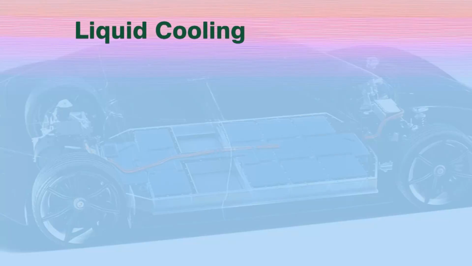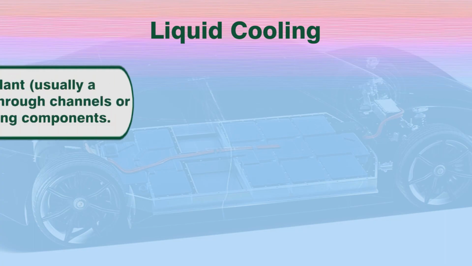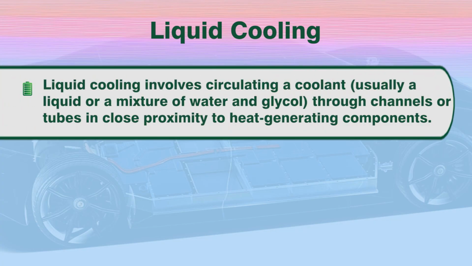So, this is the major and widely used thermal management in power electronics. The next one is liquid cooling. In liquid cooling, we circulate a coolant, which we have already seen. The coolant is generally a mixture of water and glycol, and it is circulated through channels or tubes in close proximity to heat generating components.